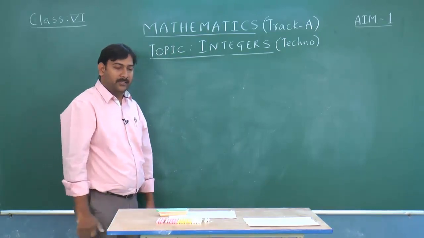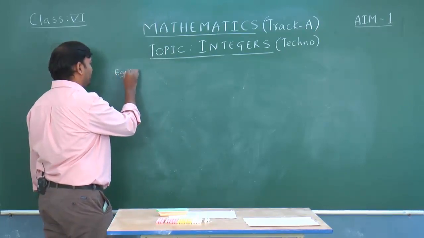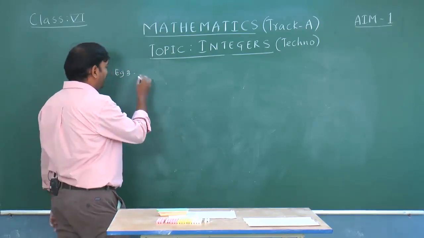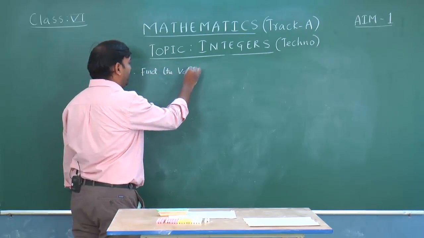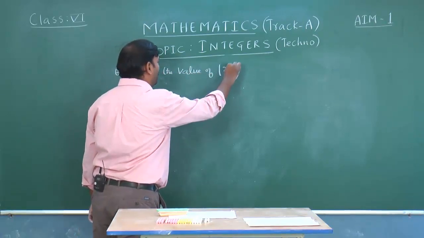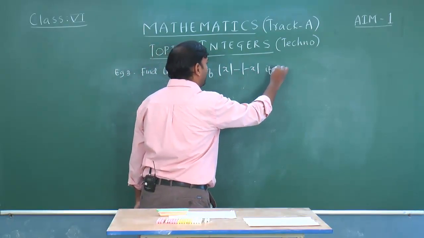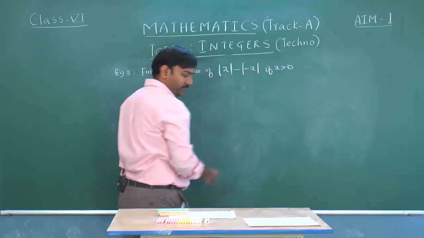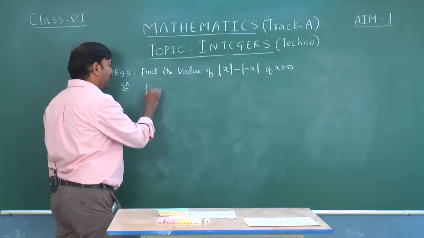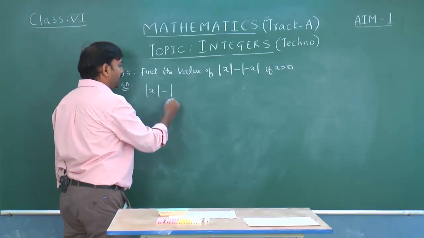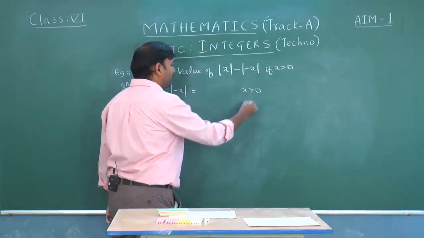Let us check some other example based upon the absolute value of an integer. Find the value of mod x minus mod of minus x if x is greater than 0. So you have to be very careful in this example. Here we are asked to simplify mod x minus mod of minus x, and it is given that x is going to be a positive number.